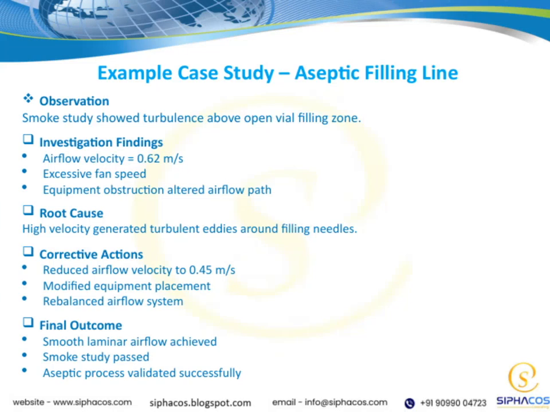Let's look at a real example, an aseptic filling line. A smoke study revealed turbulence right above the open vial filling zone. Digging deeper, we found the airflow velocity was too high, at 0.62 meters per second. Fans were running too fast, and some equipment was blocking the airflow, causing it to swirl unpredictably around the filling needles. By reducing the velocity to 0.45 meters per second, rearranging equipment, and rebalancing the airflow system, we achieved smooth, laminar flow. The smoke study passed, and the aseptic process was successfully validated.